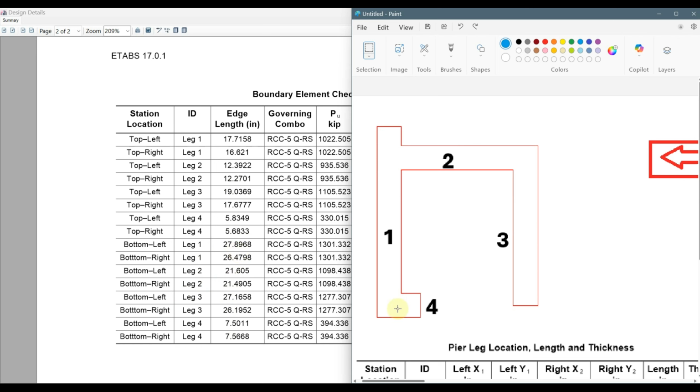For leg 4, this is leg 4. Leg 4 requires a very small edge length. But we will consider this as a boundary element. This complete portion will be considered a boundary element from this point to about 21 inches or 26 inches, we have to move from the center. So from here like this, we will consider this a boundary element. This and this. So this will be totally a boundary element. Here we will provide a boundary element. Here we will provide another one.